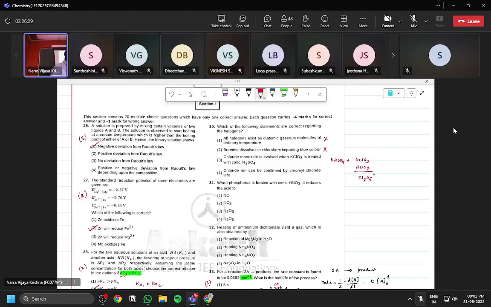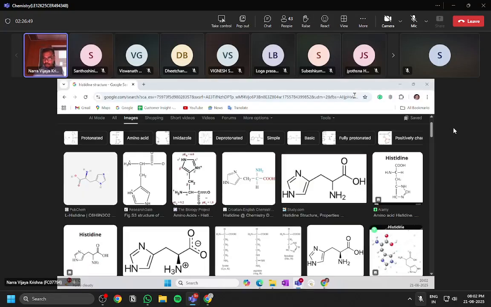Correct or not? But not Cl2O. So this is also wrong. Next. Chloride ions can be confirmed by chromyl chloride test. Yes, perfectly correct. What is the chromyl chloride test, sir?